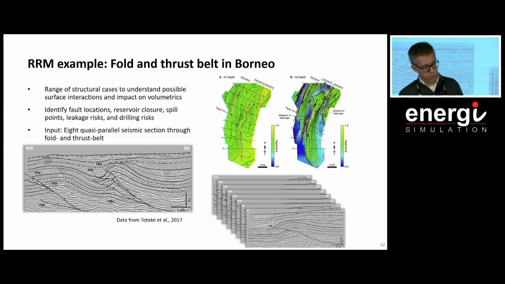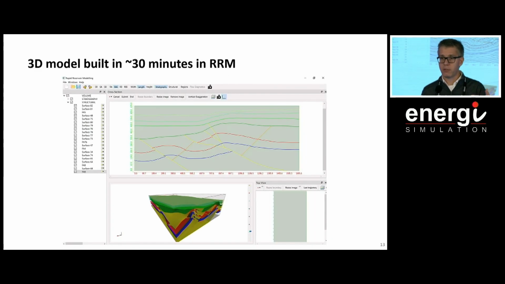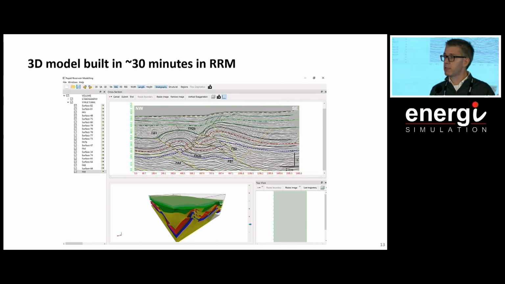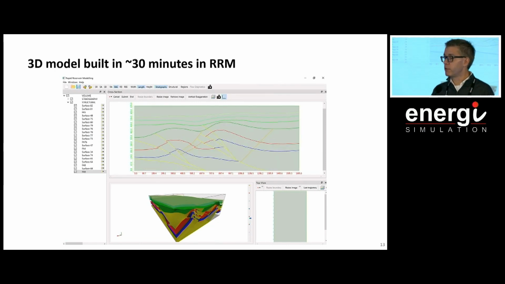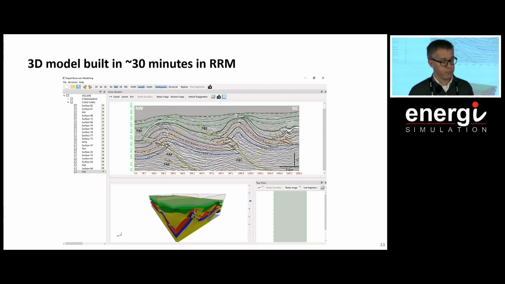What's the reservoir closure, spill points, leakage risk, drilling risk? Do this very quickly, work through the same data and do different interpretations. So we use RRM, and you see a little video where we now have sketched a model. You see the seismic cross-sections popping up in the background. We interpret it. In between, RRM interprets in a geologically consistent way the different surfaces.